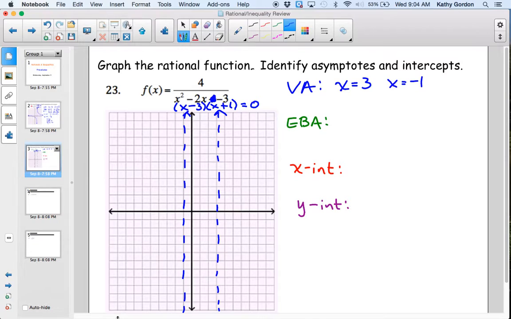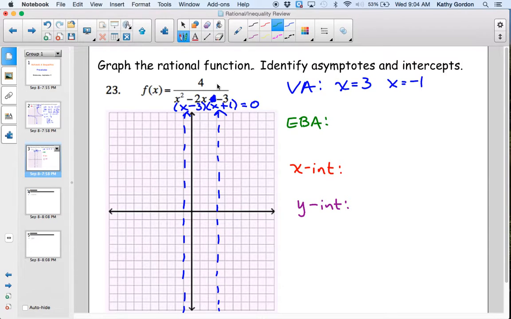Okay, any questions on that step? Everybody good with that? All right, end behavior asymptote. Anybody think they got this one? Stephen, what do you think? And why do you think that? Because m is less than n.